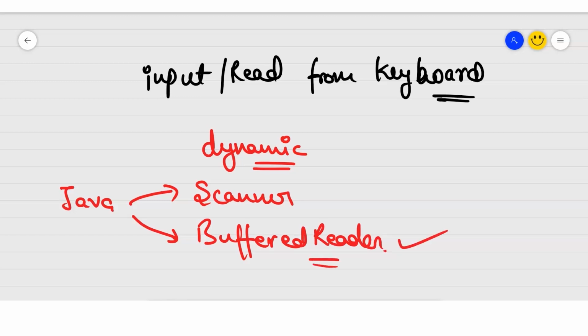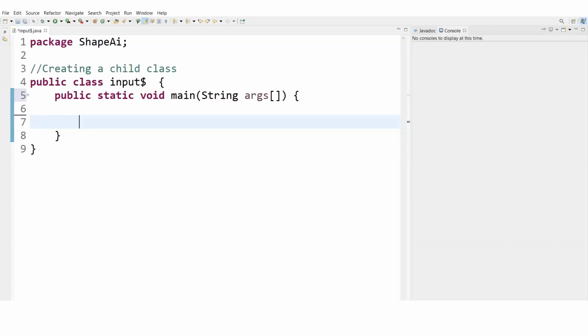BufferedReader class is quite long, so we will be studying the Scanner class. Scanner class is very easy to understand and very easy to use. Your one and only motive is to read from the keyboard, so using the Scanner class, it is much easier to implement. I will be teaching you how you can take your integer input, your character input, and so on. So without wasting any time, let's switch to the practical implementation.